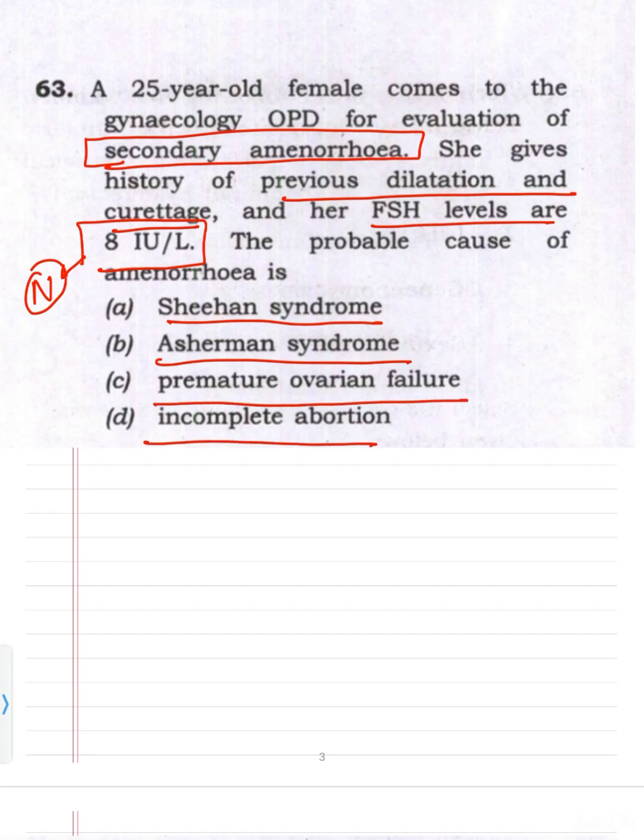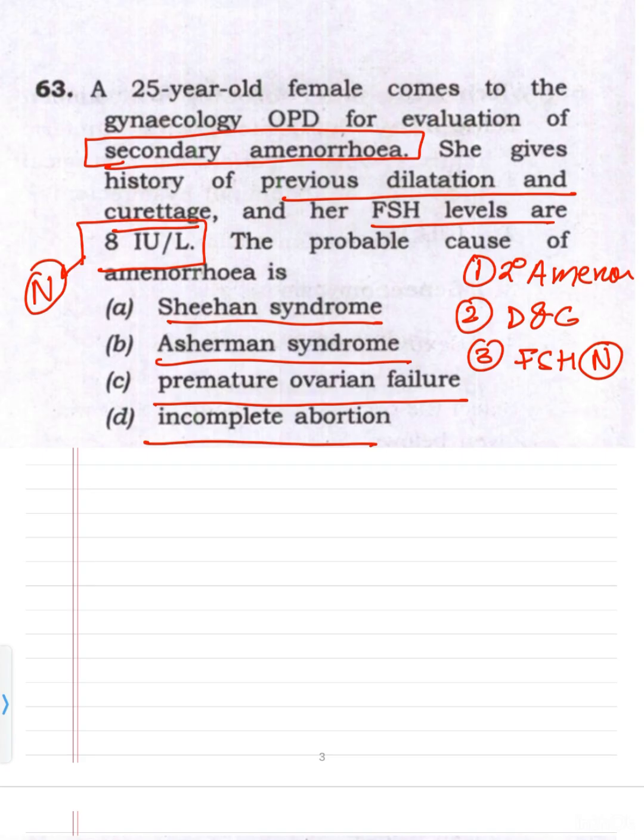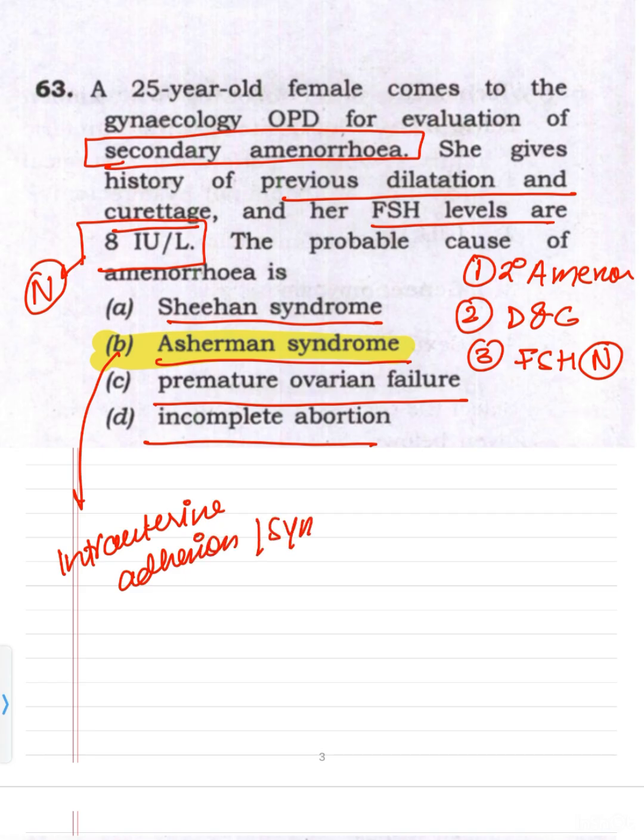So there are some important clues. First, there is secondary amenorrhea. Second, there is history of DNC. Third, FSH is normal. So the answer will be Asherman syndrome. What is Asherman syndrome? Asherman syndrome means intrauterine adhesion formation or synechiae formation, which are not letting the endometrium shed off.